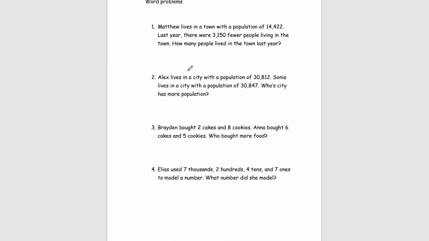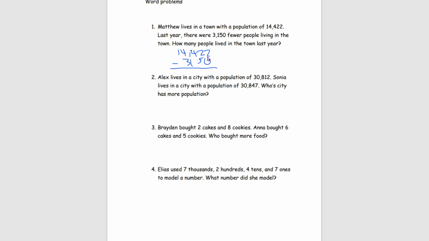Moving on to our word problems. For number 1, Matthew lives in a town with a population of 14,422. Last year, there were 3,150 fewer people living in the town. How many people lived in the town last year? So let's write down what we know. We know that there are 14,422 currently living in his town, and last year there were 3,150 less. So to get our answer, we're going to be subtracting 3,150.